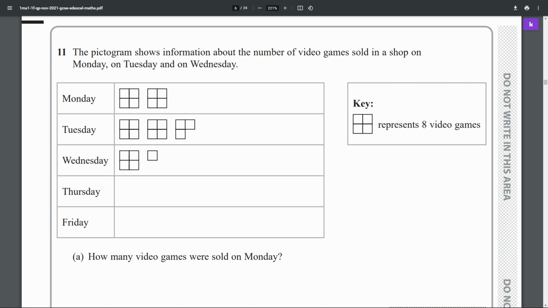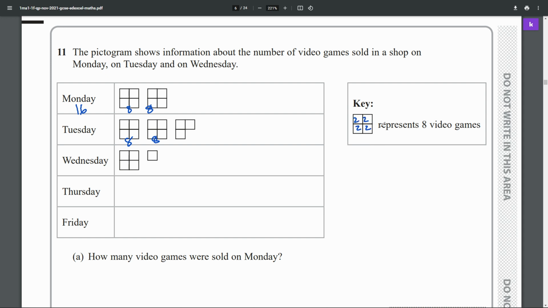All right, so for this one over here now, the pictogram shows information about the number of video games sold in a shop on Monday, Tuesday, and on Wednesday. One of these blocks represents 8. So that's 8 and 8, 8 and 8 and 8. That's the key. So this is basically 8 and 8, which is, let's just add it up, 16. This is 8 and 8. That's 16. But now, if this is 8, then what does each box represent?